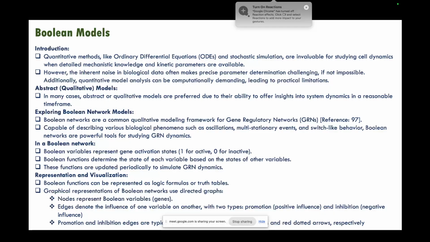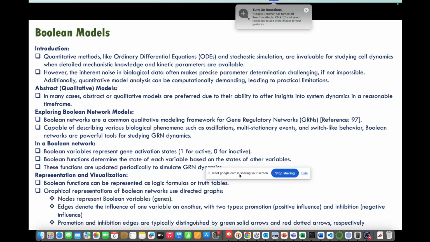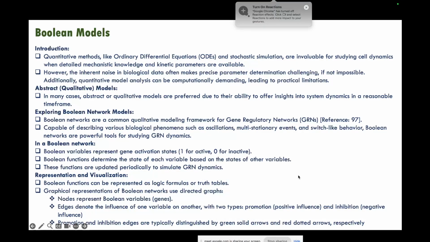In a graphical representation, each of the nodes represents a Boolean variable, which are the genes, and the edge between two nodes will determine the relationship between the two nodes. It can be either a positive relationship or a negative relationship, right? Promotion and inhibition edges are typically distinguished by different types of arrows, but yeah, that is the idea.